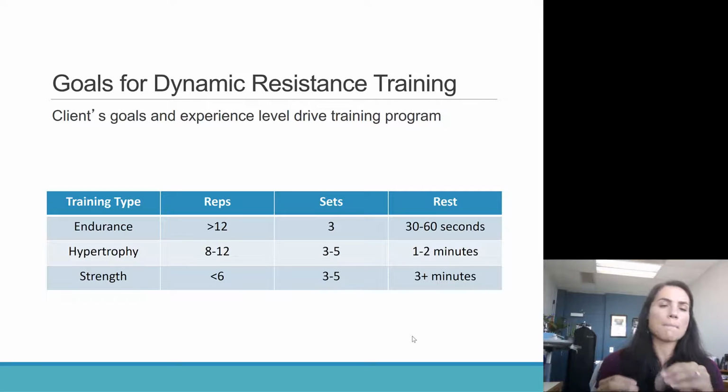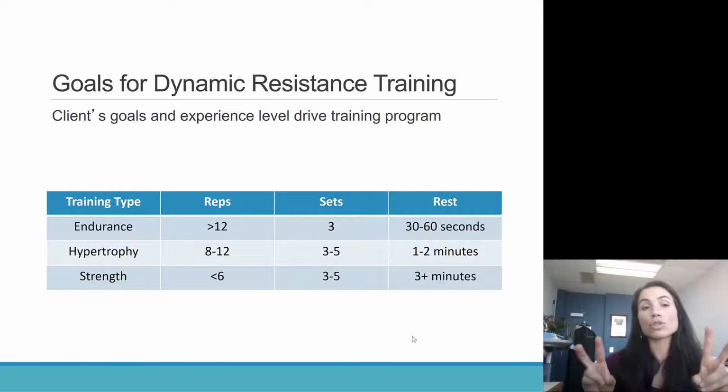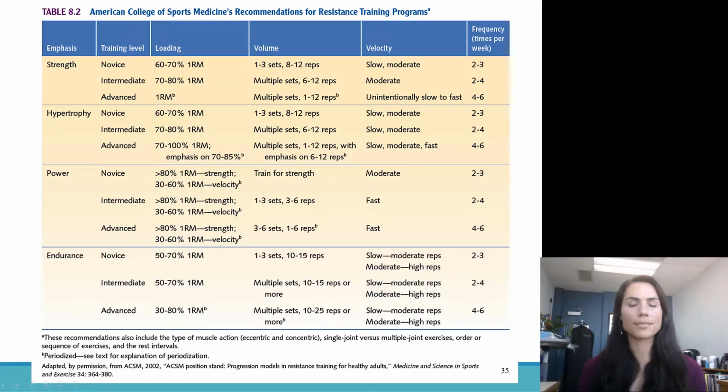Hypertrophy training is that middle ground, so it's 8 to 12 reps, 3 to 5 sets, 1 to 2 minutes of rest. When you're doing true strength training, you're going to do reps of less than or equal to 6 and sets of 3 to 5. Okay, again, with that, you're going to need higher rest because you're lifting a heavier amount of weight.